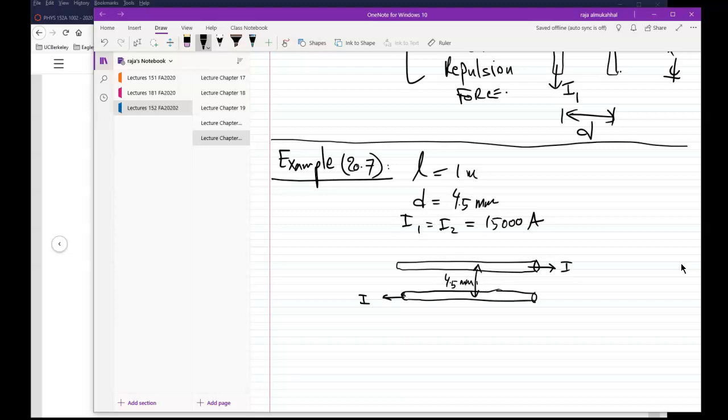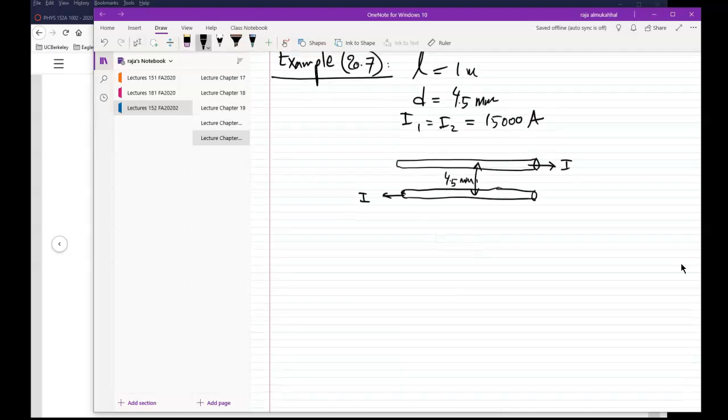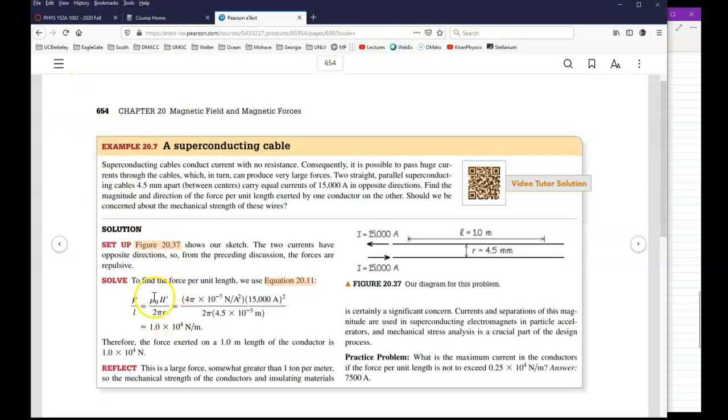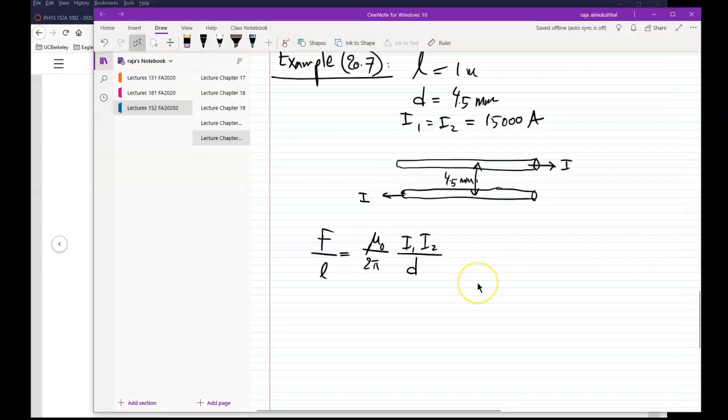So how do we do it? The force per unit length is just going to be F over L, which means the length is not important anymore, is equal to mu naught over 2 pi, I1 times I2 over the distance between them, D. I believe your book uses R for the distance between them, right there. See that? I'm going to stick with D. It doesn't matter, really.